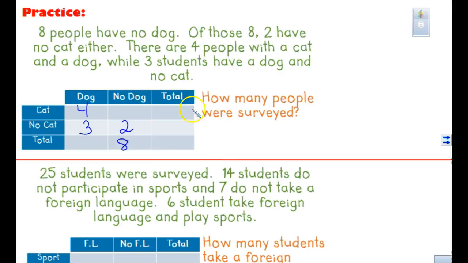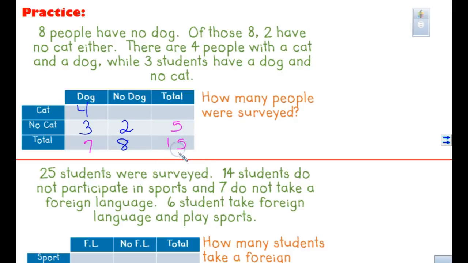So Becca, which one do you want to do first? Total of no cat. Total no cat is? 5. Owen, which one do you want to do next? Total dog. Yep. And it's 7. Joey, which one next? Total. We surveyed how many people?